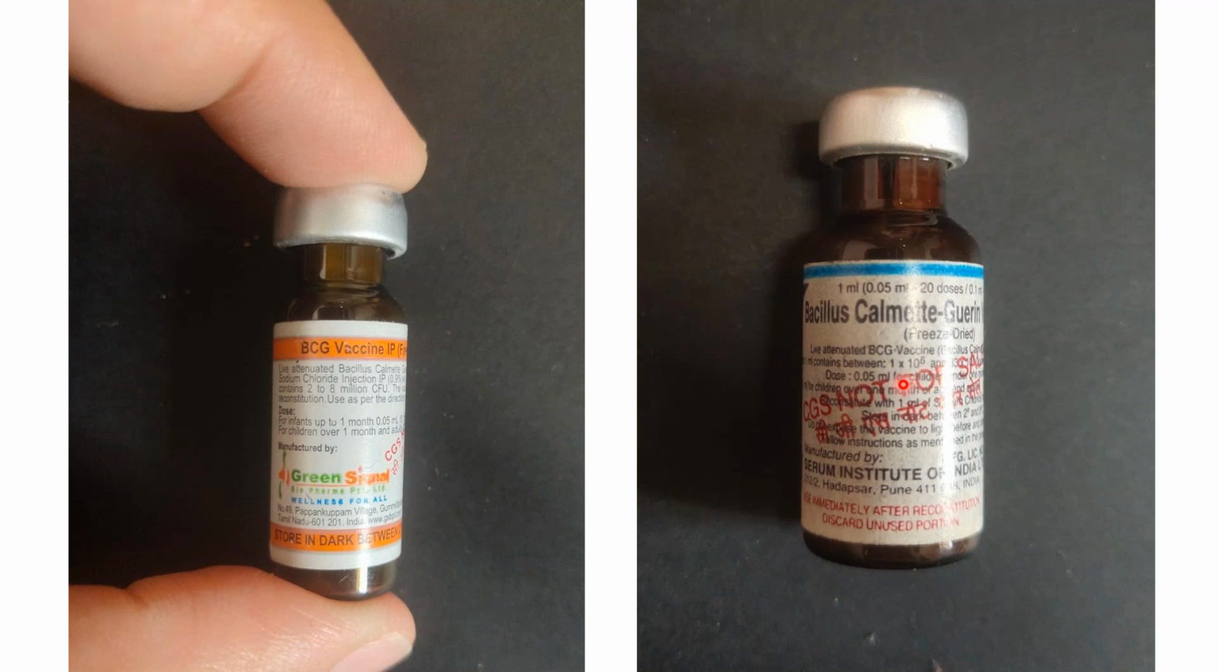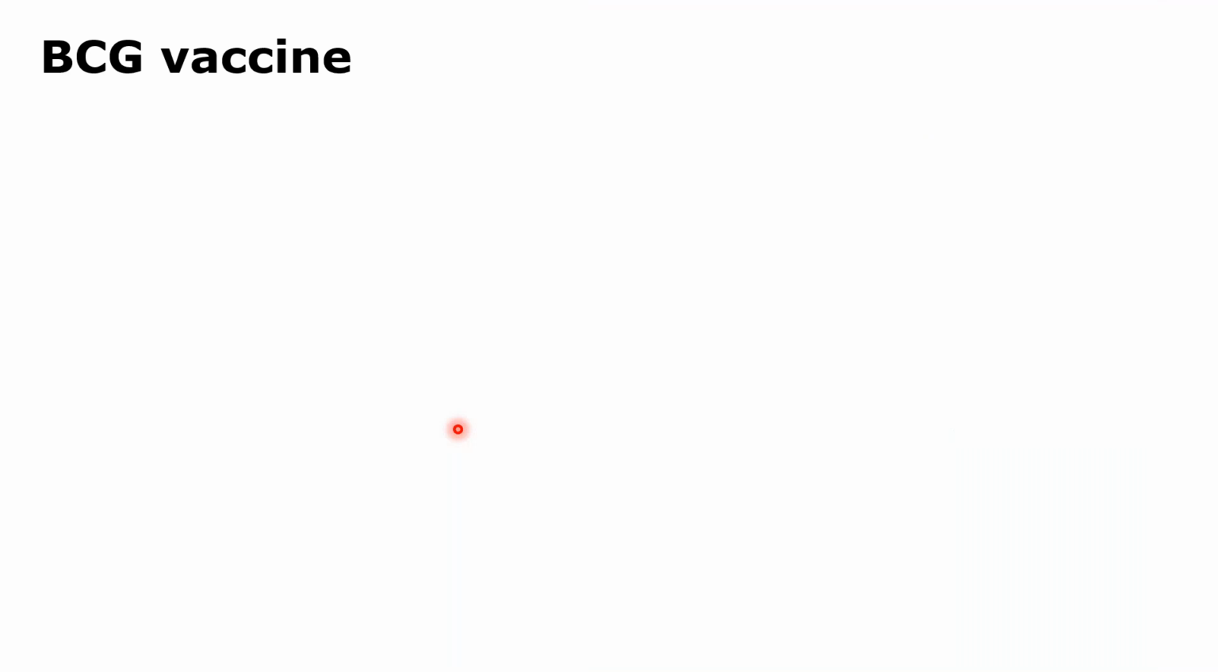So why do you think we are giving a lesser dose in infants up to 1 month of age here? So we are saying in infants up to 1 month, 0.05 ml. Children over 1 month and adults, it is 0.1 ml. So why do you think the dose is lesser in infants? Pushkal says thin skin. Right.